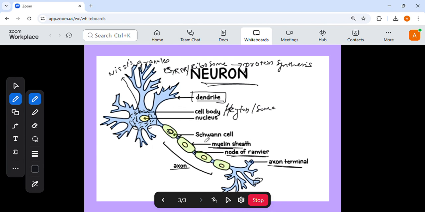Yeah, so this myelin sheath acts as an insulator, because it is rich in lipid. So it will be acting as an insulator. Clear? This is the structure of neuron.